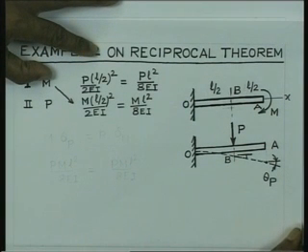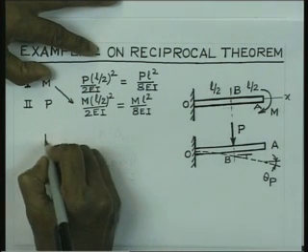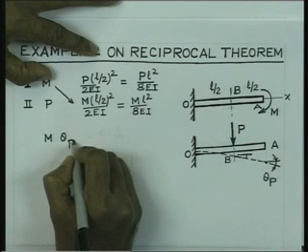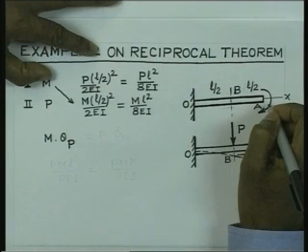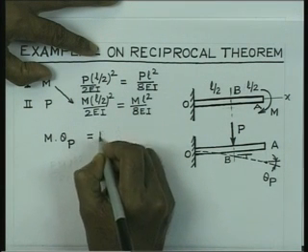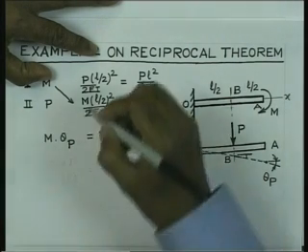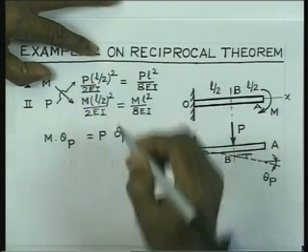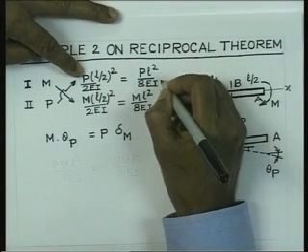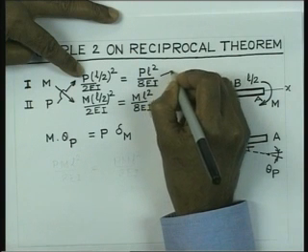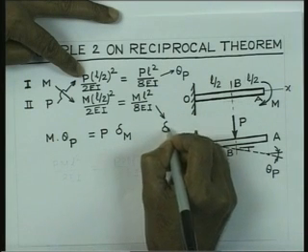According to reciprocal theorem, what we expect is that work done by this M on the rotation produced by P. So, that is the work done by M on rotation produced by P, M into theta P, and the work done by the force P on the deflection produced by M. So, we will have, if we indicate that P and the deflection is delta M. Now, what we have really is that this is theta P, and this is nothing but delta due to M.